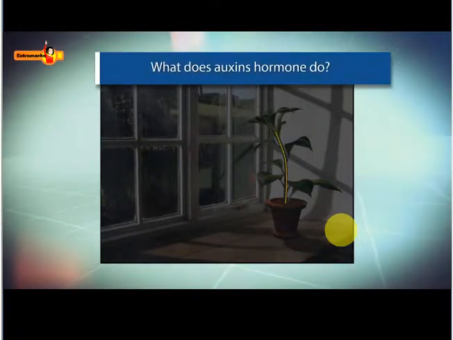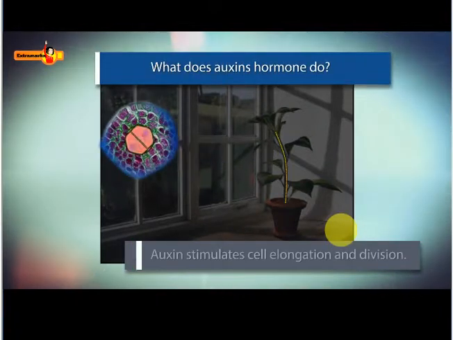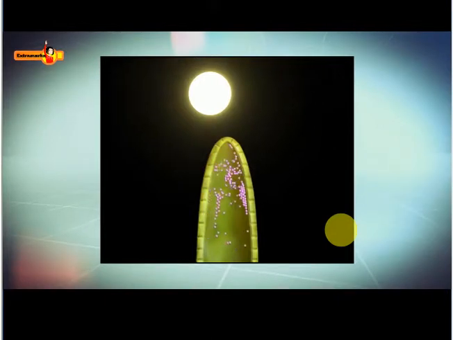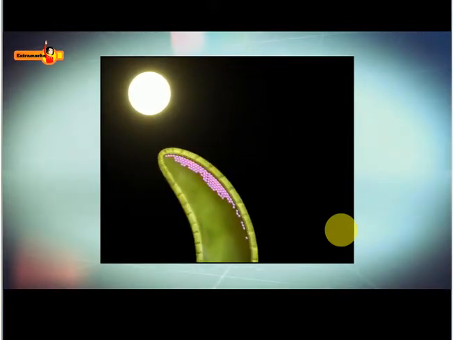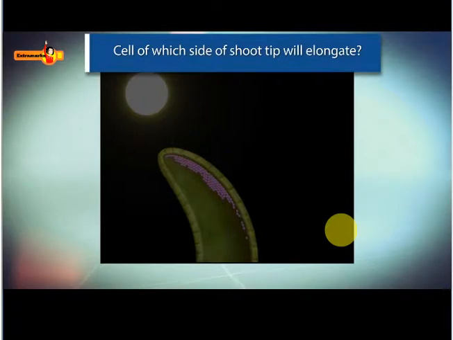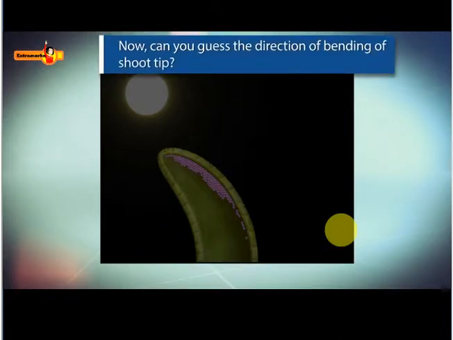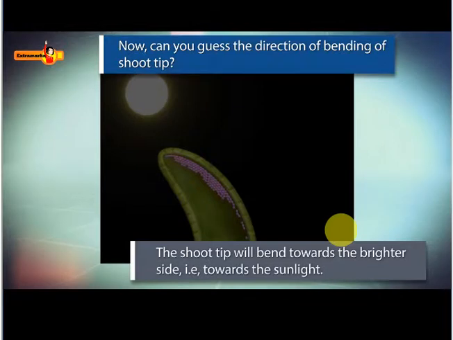Do you know what this hormone does? This hormone stimulates cell elongation and division. When a growing plant detects light, auxin shifts towards the shady side of a shoot tip. So, can you guess cells of which side of the shoot tip will elongate? Yes, of course, the cells of the shady side, because auxin concentration is more at this side. Now, can you guess the direction of bending of the shoot tip? Exactly, the shoot tip will bend towards the brighter side, that is, towards the sunlight.